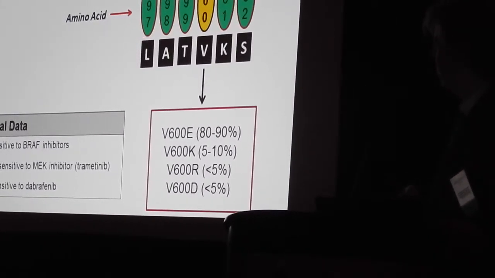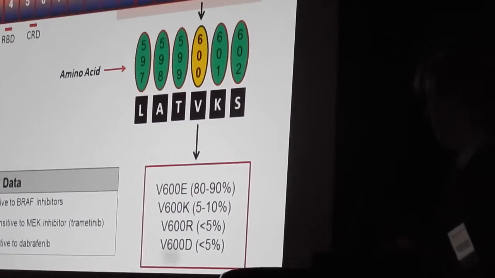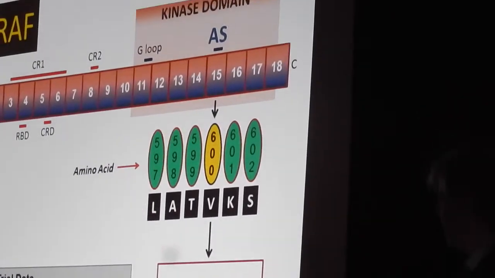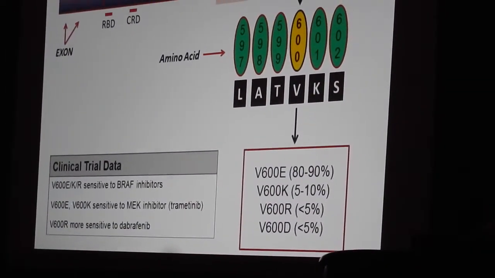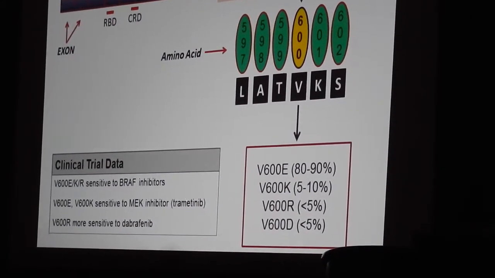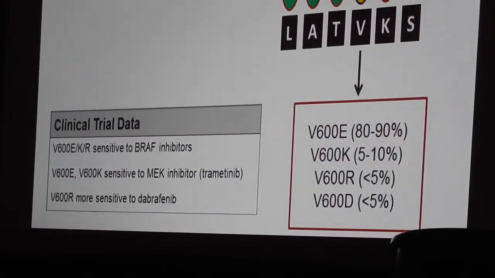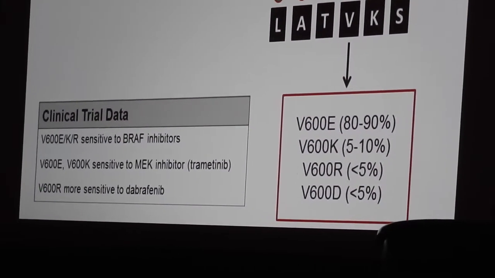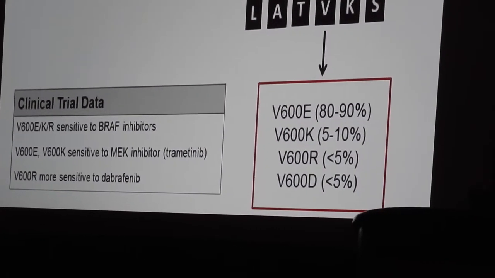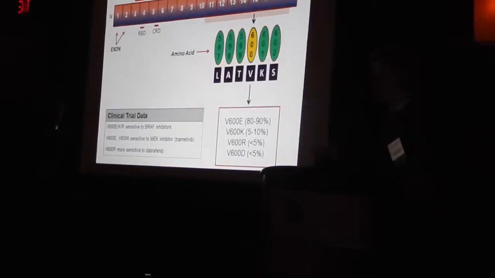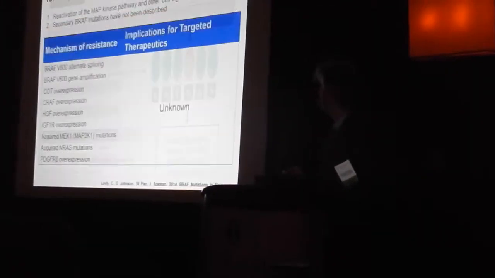And it's important to know the genotype of the BRAF mutation because the drugs have been approved for specific genotypes. The E, K, and R are all sensitive to some type of BRAF inhibitor. V600E and K are sensitive to a new MEK inhibitor, trametinib. V600E has been approved for vemurafenib, and V600R is believed to be more sensitive to dabrafenib. So it's important to get the genotype of the tumor because that can allow the oncologist to pick the more precise treatment for the patient.